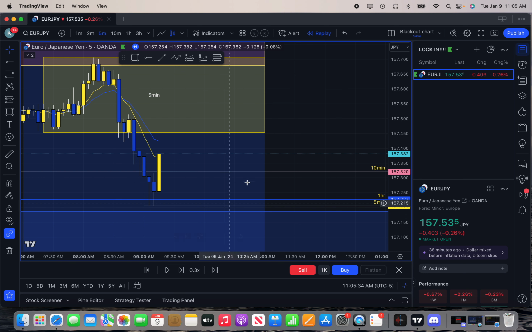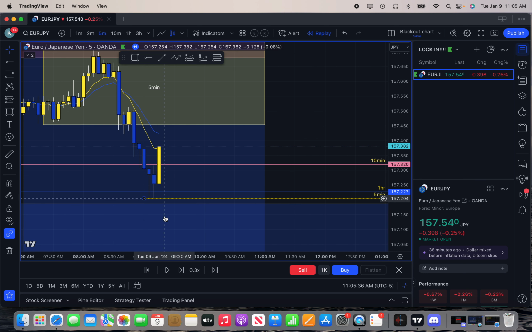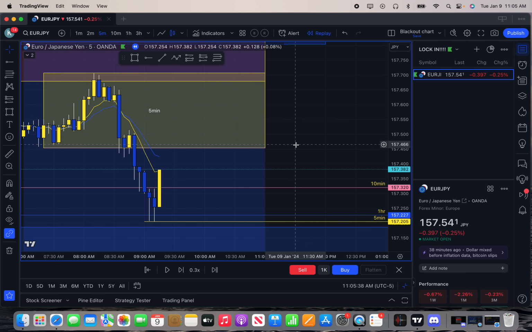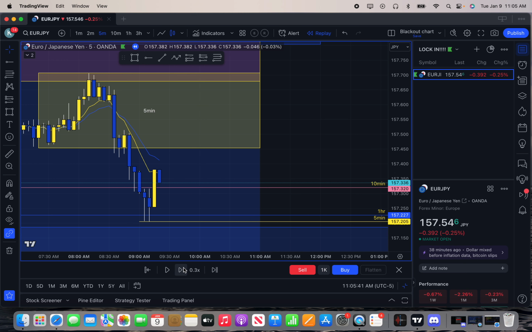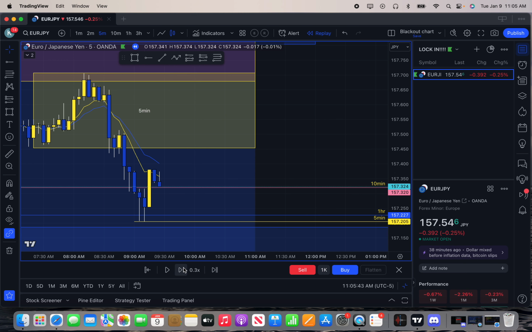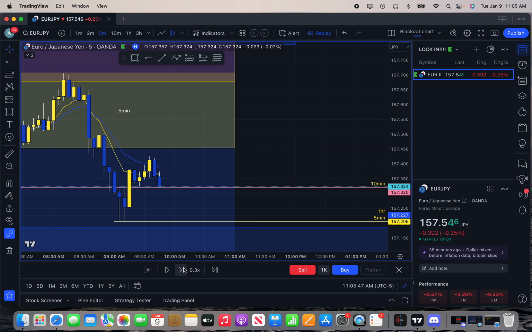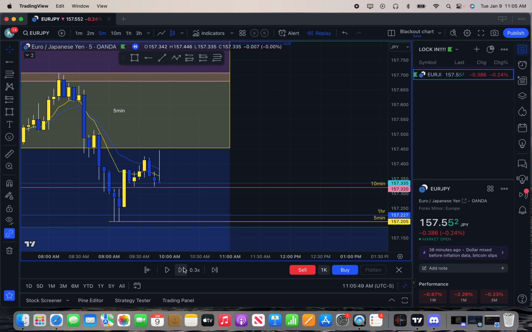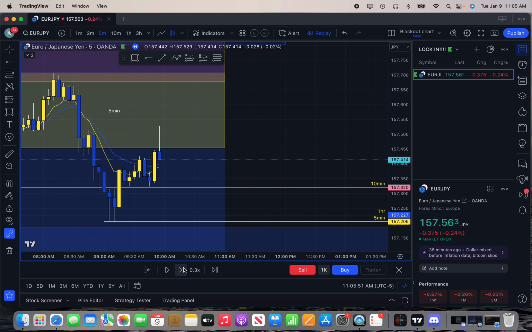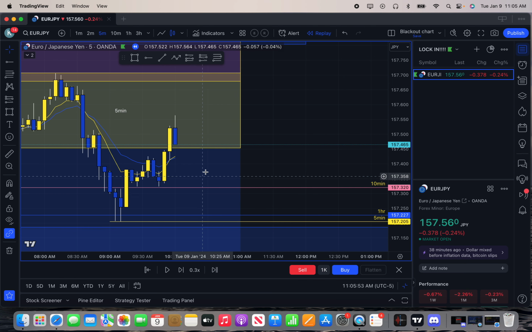Perfect. So now we get a retracement. So now we just want to see, hey, is price going to break this 5 minute low or give us another 5 minute opportunity here? So we got to have that patience. Let's see. Boom. So now it's testing within our zone.